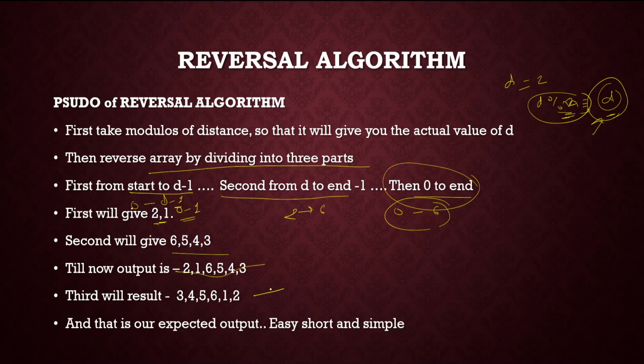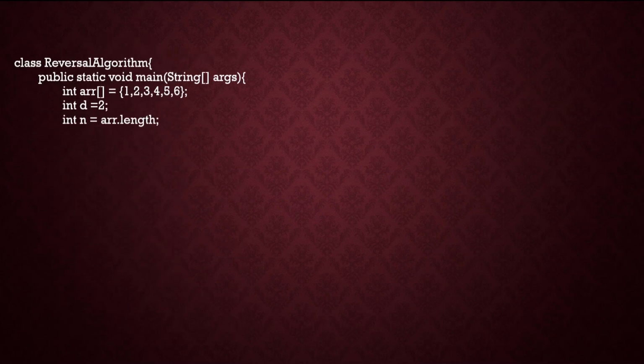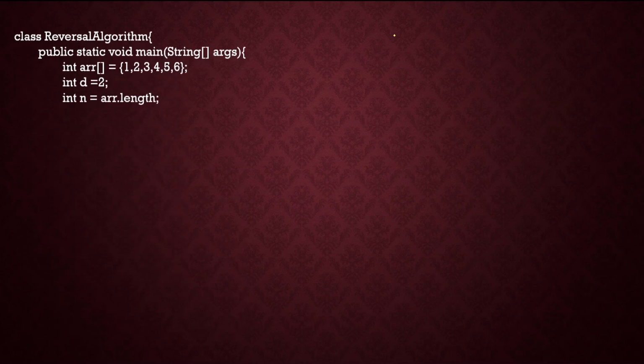Here you can see this was our expected result post third iteration. Your problem has been solved. Now let's look into the code how we are going to do that. First, this is the main program.